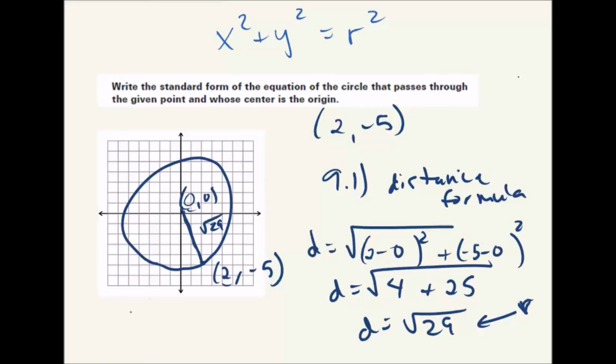So we can write the equation really simply. X squared plus y squared equals r squared, which is just going to be 29. If r is square root of 29, then r squared is just going to be 29 without the square root.